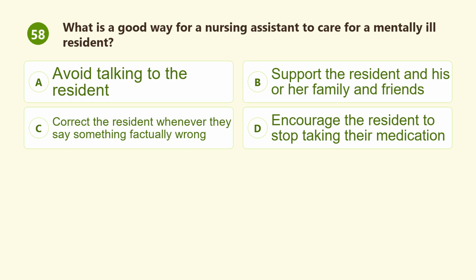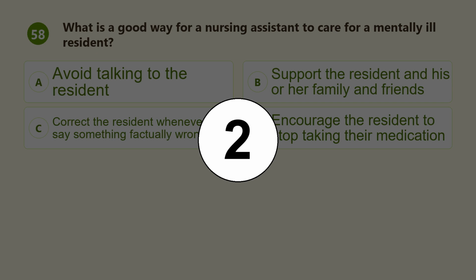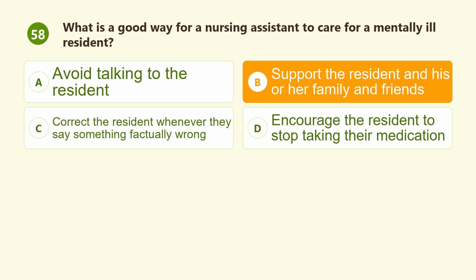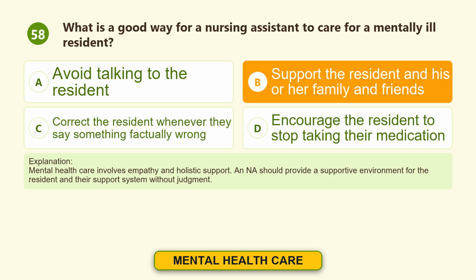Question 58. What is a good way for a nursing assistant to care for a mentally ill resident? Option A, avoid talking to the resident. Option B, support the resident and his or her family and friends. Option C, correct the resident whenever they say something factually wrong. Option D, encourage the resident to stop taking their medication. The correct answer is option B, support the resident and his or her family and friends. Mental health care involves empathy and holistic support, and NAs should provide a supportive environment for the resident and their support system without judgment.